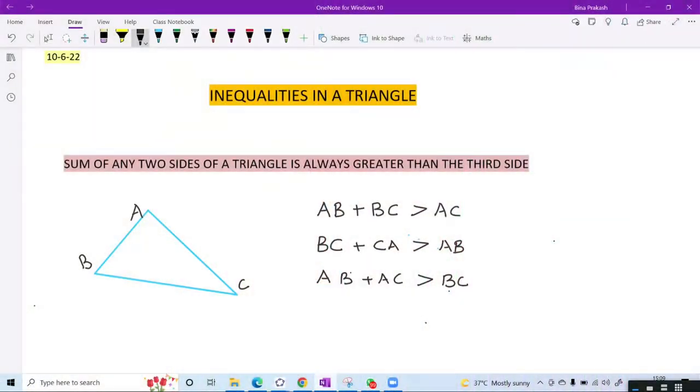Now, this is the next part in triangles, the last part we have, that is inequalities related to triangles. Now, what all inequalities do we see in this? To start with, the very first thing, you can read from the screen: the sum of any two sides of a triangle is always greater than the third side.